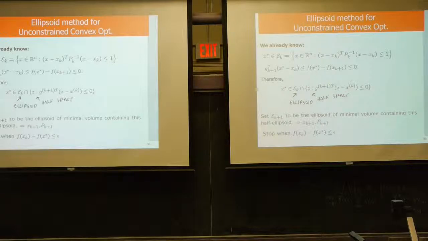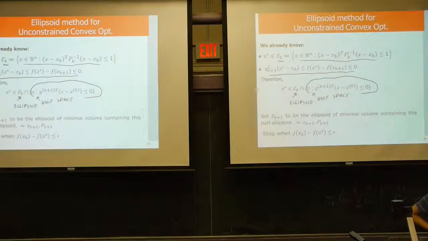Right, so we just discussed these first two lines in this slide, that x star is in ellipsoid epsilon k, which is defined by this expression. And we just discussed this inequality here, that the inner product of the subgradient with this difference is non-negative. Now the key step here is that we know that x star is in the ellipsoid k, and we also know that x star is in this half space here because of the property of the subgradient, right? So if you replace z with x star, then you would see that it's non-negative. And this is a half space.